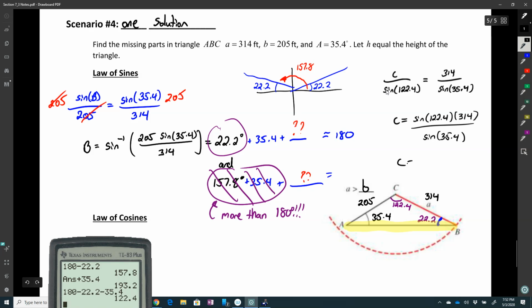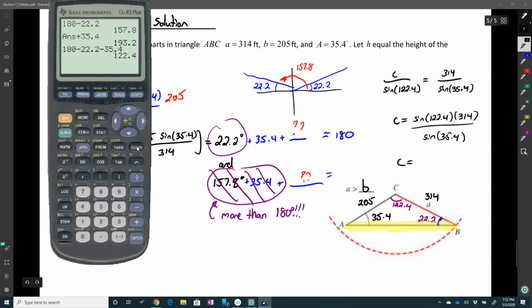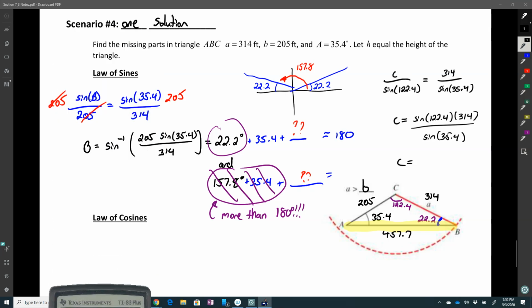And so when you type that in, the missing side is sine of 122.4 times 314 divided by sine of 35.4. So 457.7. There you go. The triangle has been filled in.